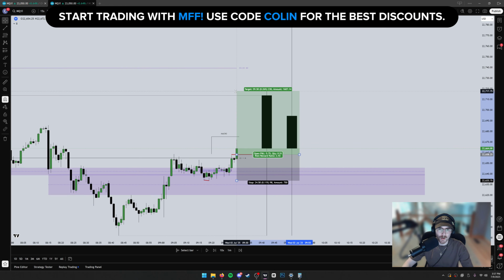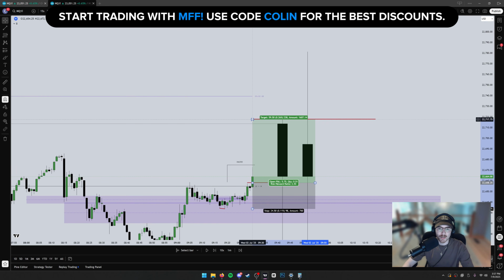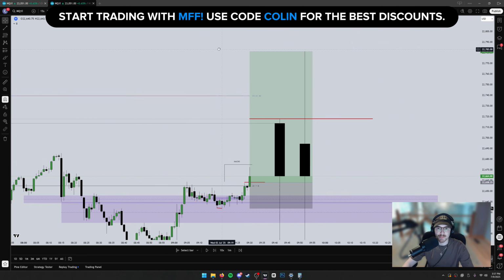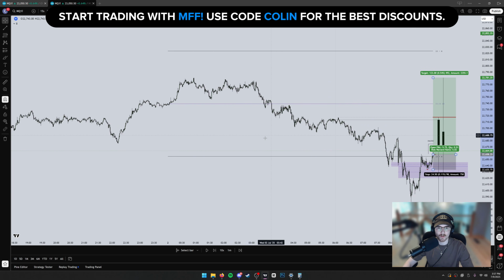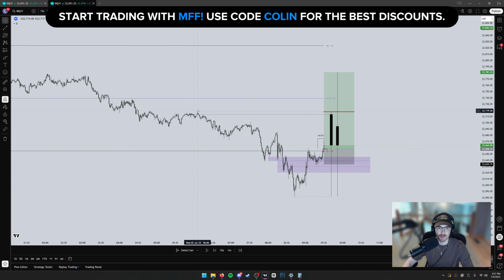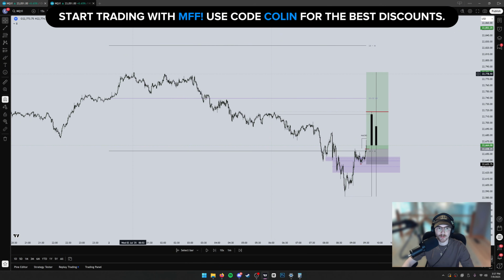So we'll just use this 4-hour high. My majority trim is going to come off here, and the last of my contracts are going to be trailed to this high right here, that external liquidity. If we look at this chart, you can see that's where all of our external liquidity is. We have internal liquidity at this 4-hour high and external at our daily high.